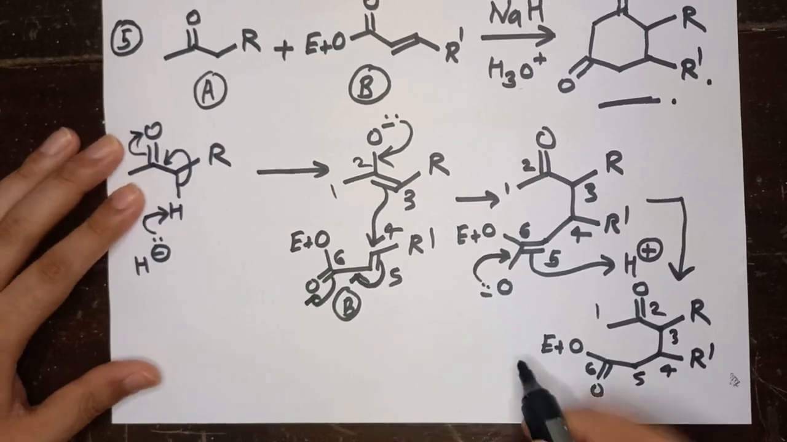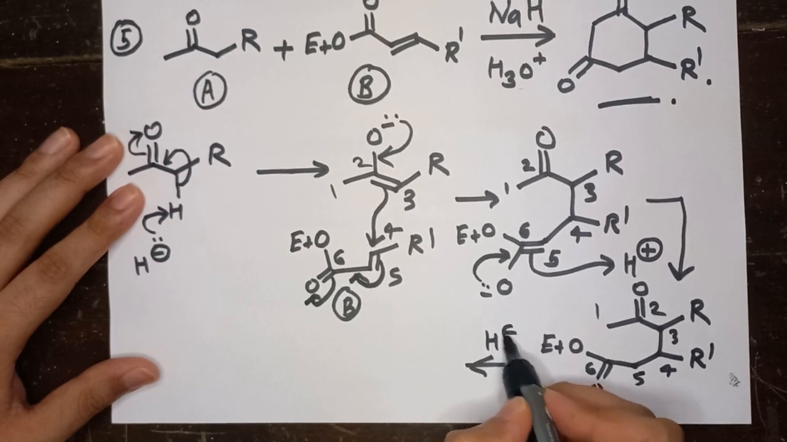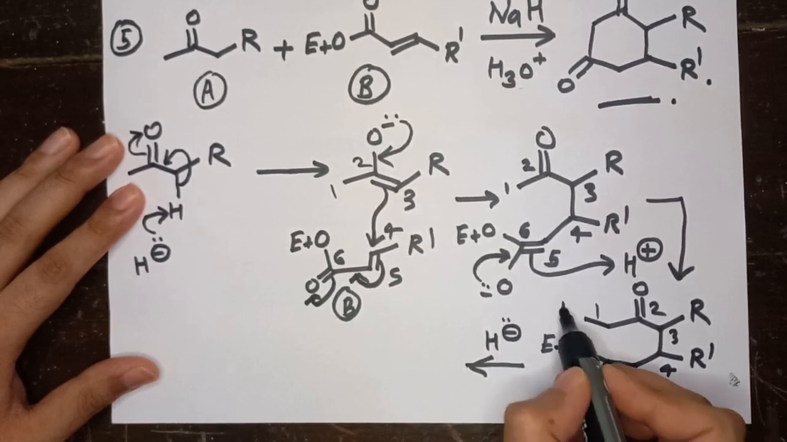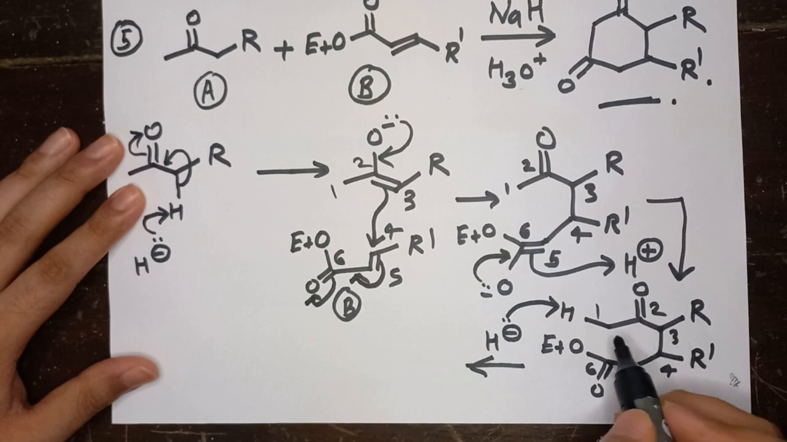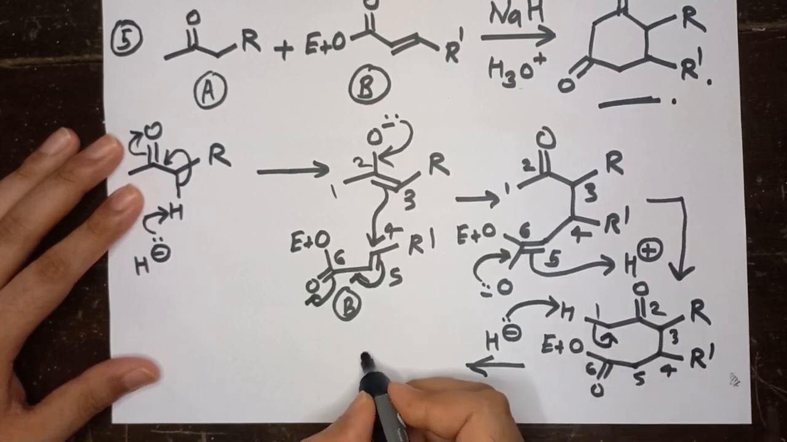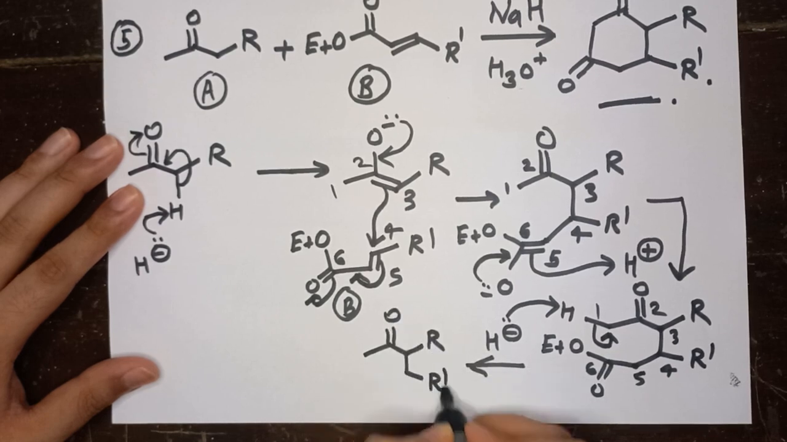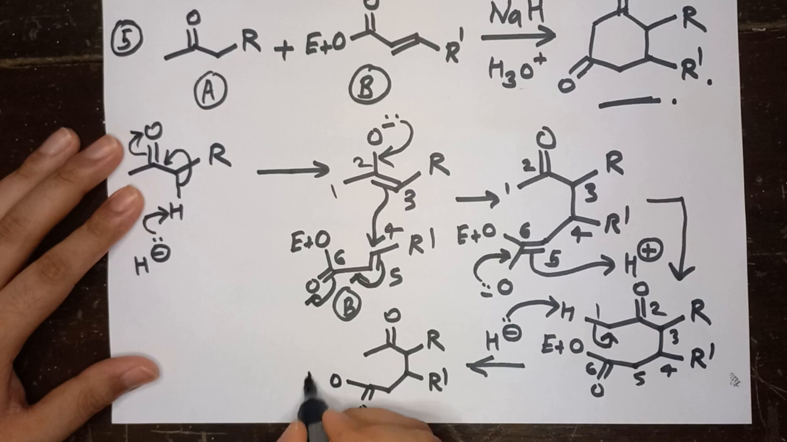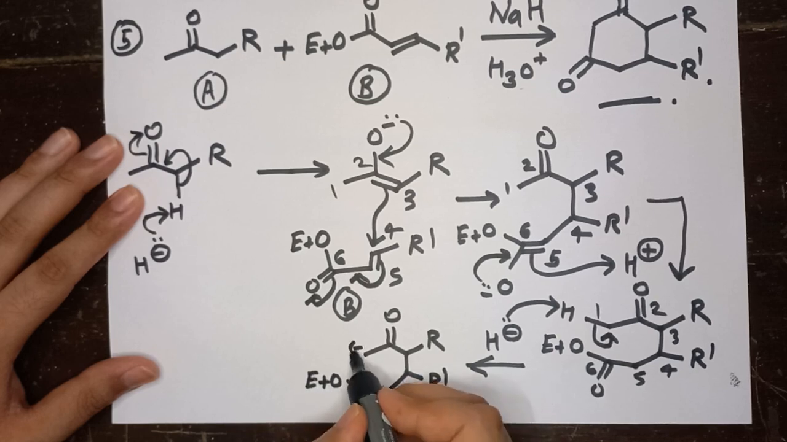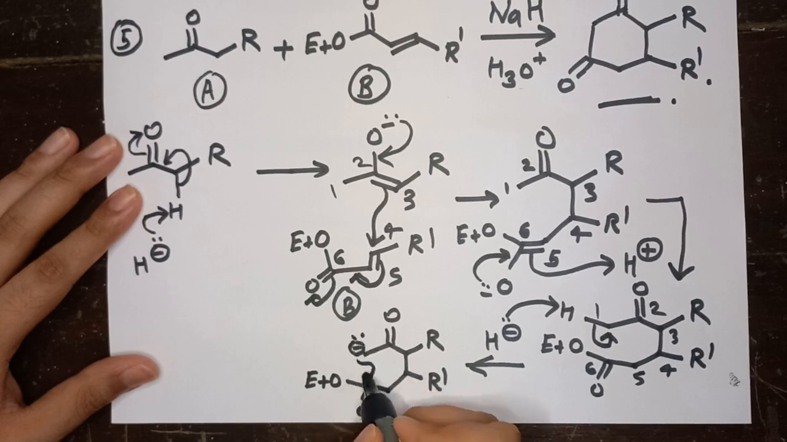Okay, now once again the sodium hydride H- will come. It will grab the proton from this and will generate a carbanion here. So we have carbanion here. We have generated a nucleophile. This will attack at this carbonyl.